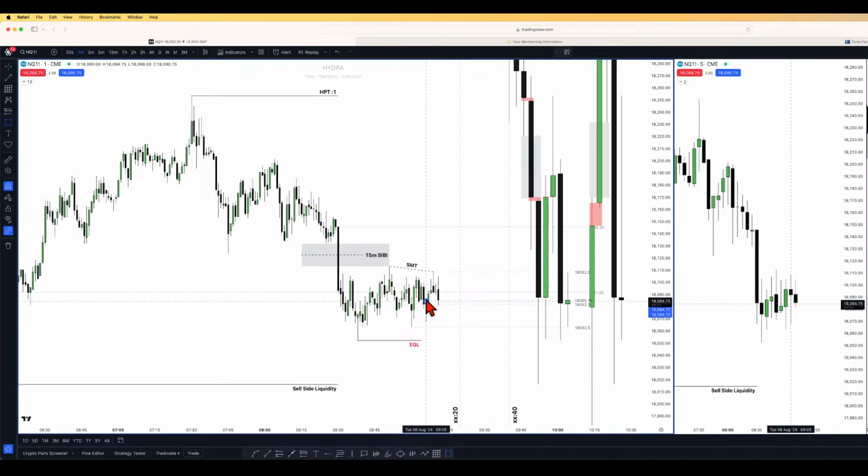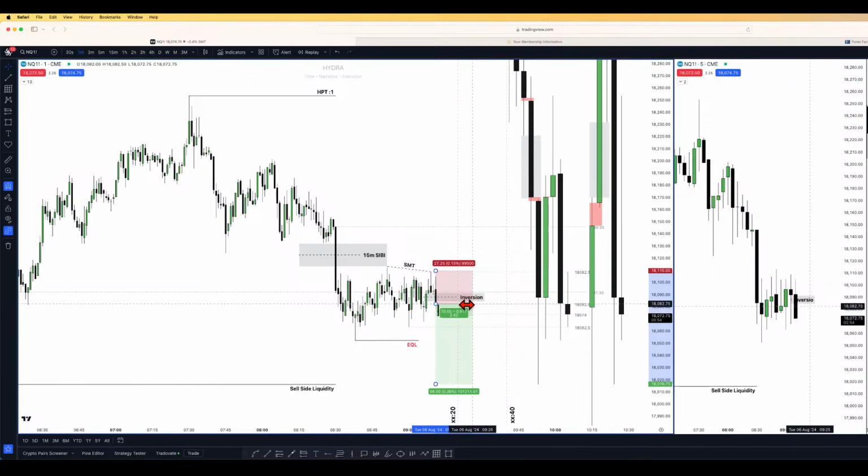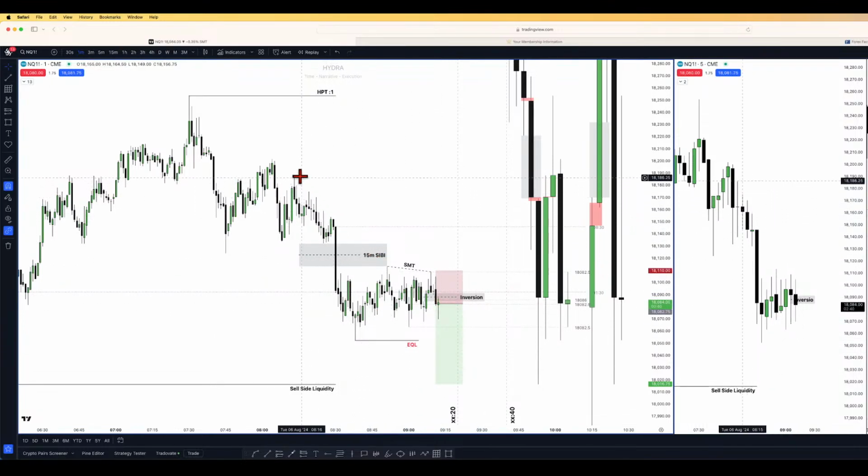Turning this into an inversion. Let's tape read this scenario. Let's stop up here. This as a target. High probability target is this 18052 and then this. Just tape reading this because we have liquidity on both sides, so it's high probability for me to wait to see one side getting delivered.